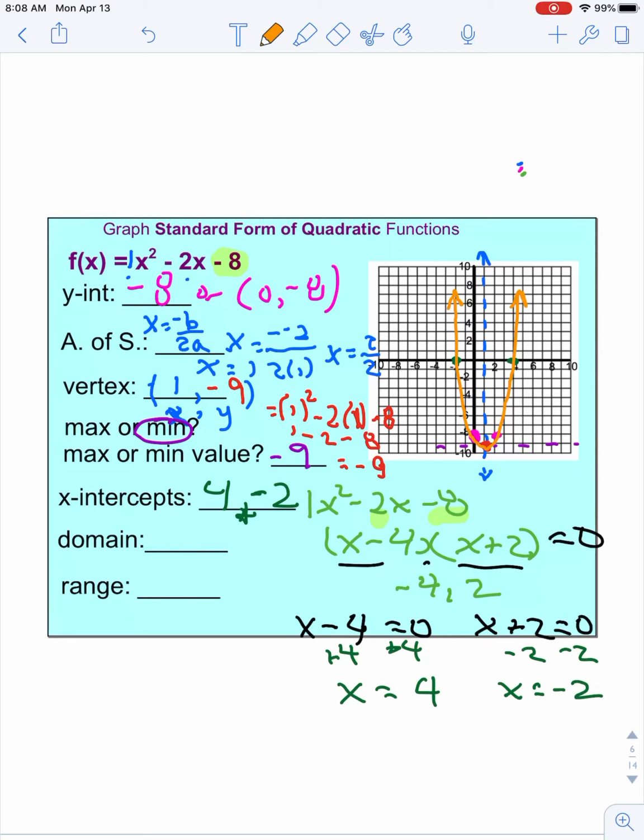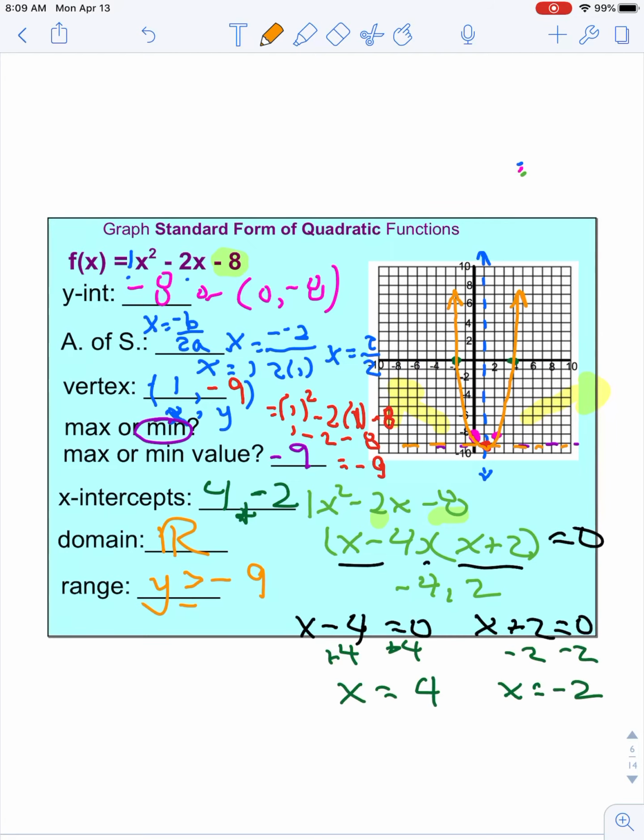Okay, my domain is the x values, and that's going to be all real numbers. It always is, because you look at your values of x and they go in both directions, positive and negative to infinity. My range, however, is my y values. And remember, my y values never went lower than this point. They never go lower than negative 9. So again, that y value is important with that minimum. So my y values are going to be greater than or equal to negative 9. So that's the first type of question you're going to graph.